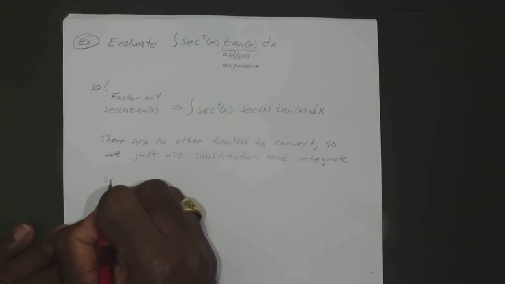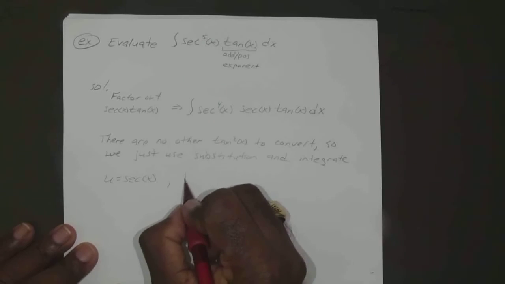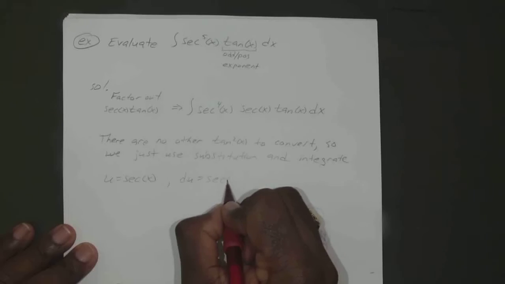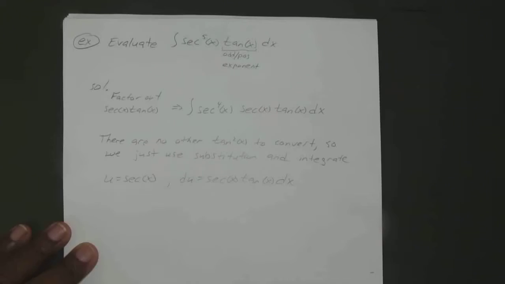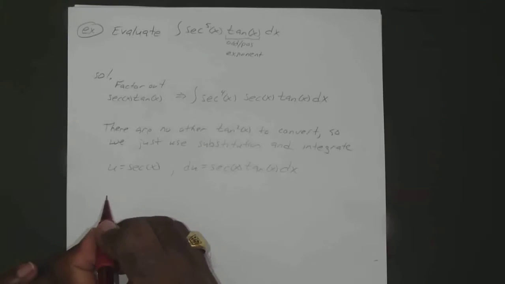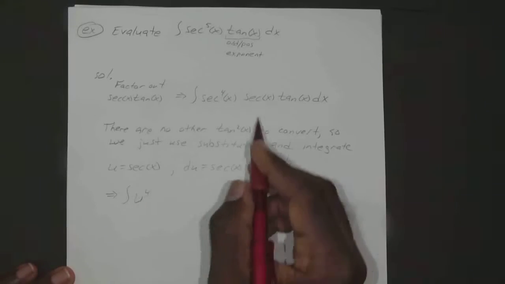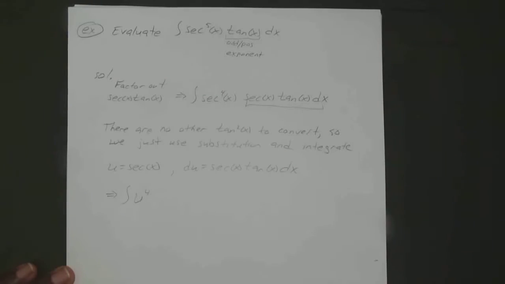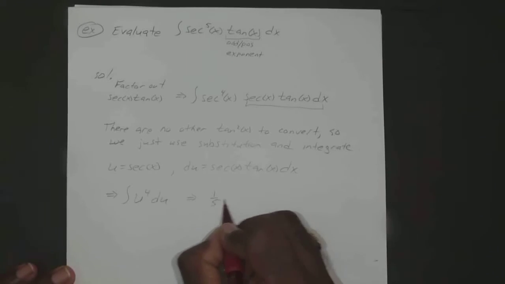Okay, so we let u equal secant of x. And we know that our du is secant of x tangent x with respect to x. Okay, so if we go ahead and rewrite that one, you have u to the fourth, secant x tangent x, that's your du. Okay, so that's just u to the fifth over 5, so 1/5 u to the fifth plus c.